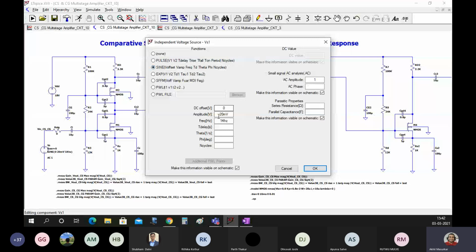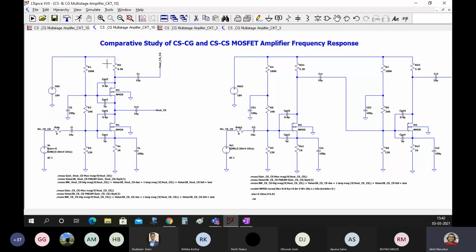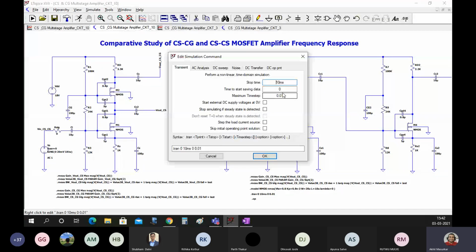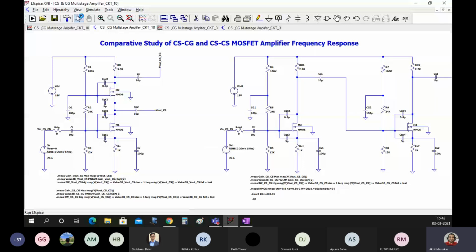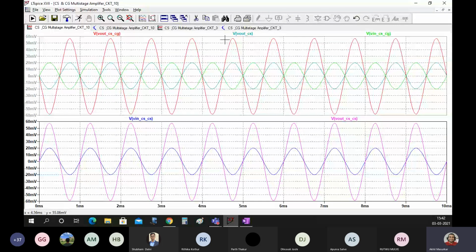What are the different changes you have to do? You have to run the dot tran analysis. In that, stop time should be 10 milliseconds. Start time is always from 0, and maximum sweep time is 0.01. Just say OK and then run this. Then you will get this second one. So divide it into two planes. In the first plane, you can have CSCG. In the second plane, you can have CSCS.